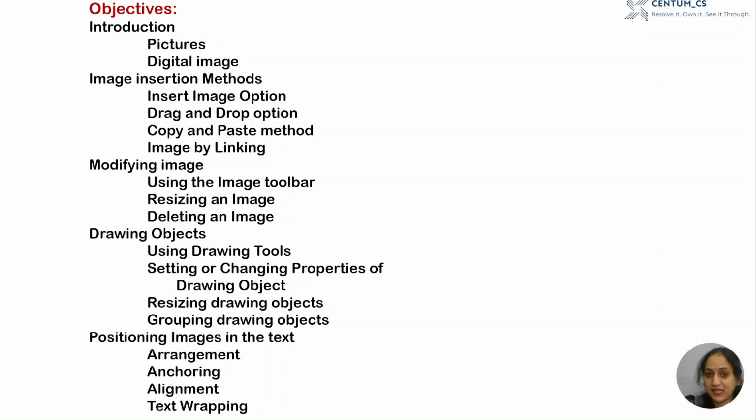In the last video we discussed modifying images of chapter 2, part B, unit 1, Information Technology 402. So in this session we'll discuss drawing objects, how to use and create them, setting or changing properties of drawing objects, resizing drawing objects, and grouping drawing objects. These are the four topics which we are going to discuss in this video.